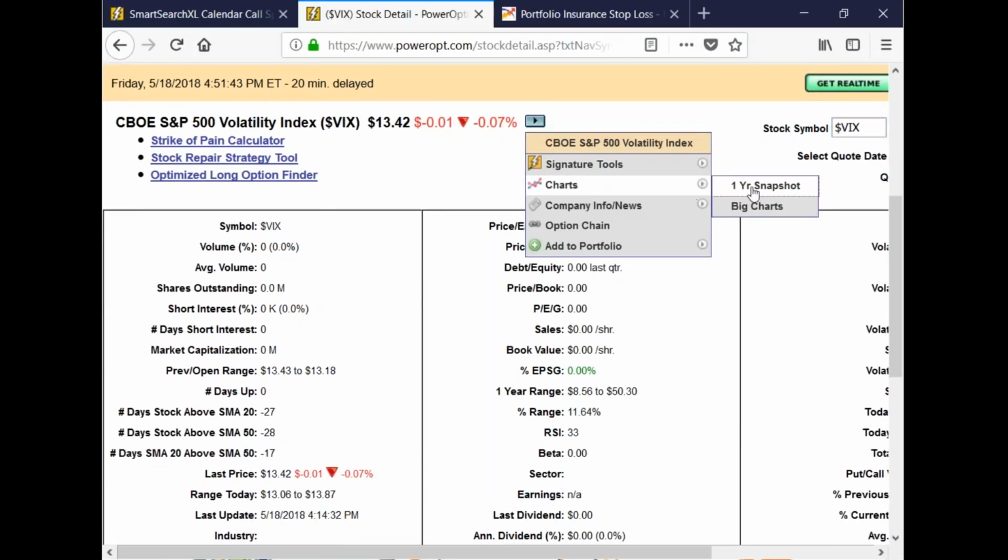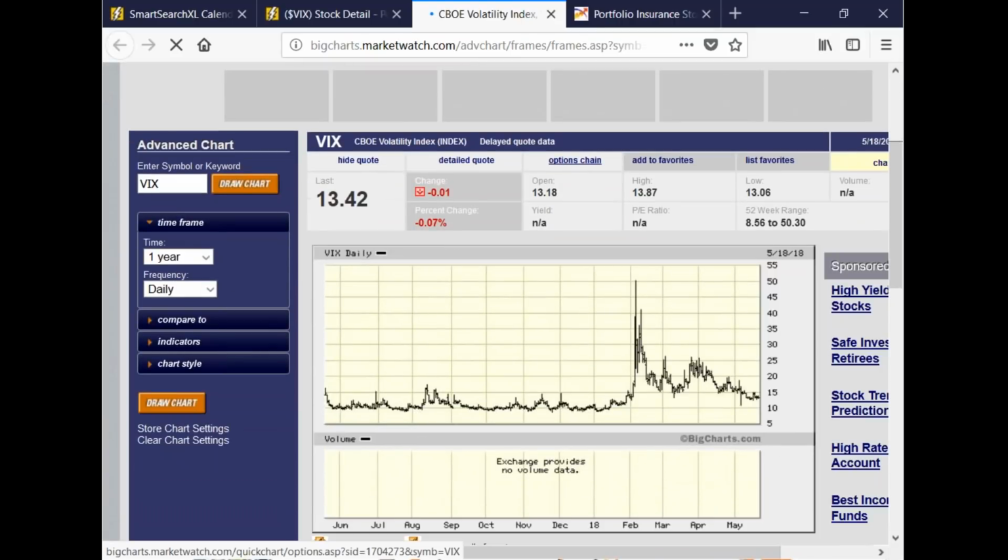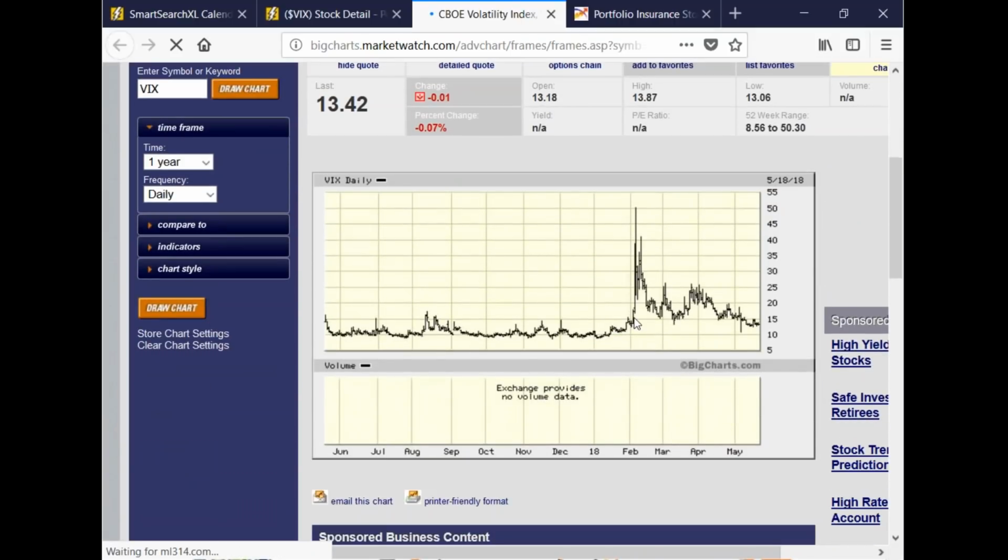Let's take a look at the 3 or 4 month chart of the VIX. Everyone had some fun here. I had some fun because I had bought VIX calls in mid-January. When this spike happened, I closed them out. I think it was for an 800% profit. And then here, it spiked up again.